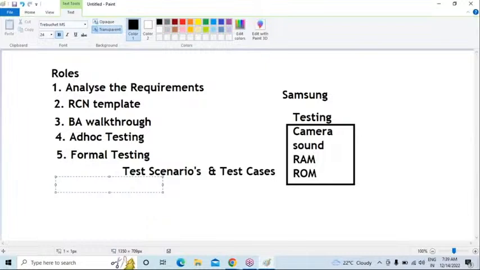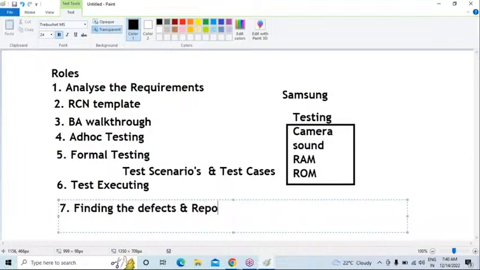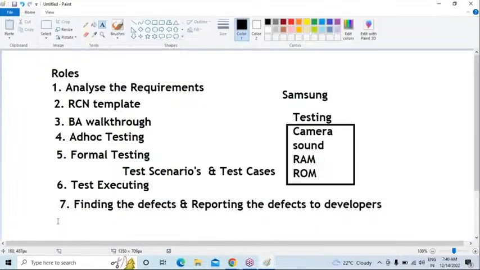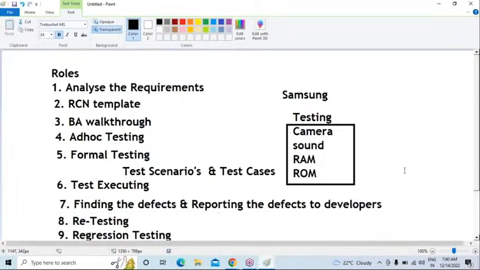Once we prepare the scenarios and test cases, we perform the test execution. So we are executing the test cases. Next, we have to find the defects and report the defects to the developer. Once we report to the developer, they will resolve it. We need to perform retesting and regression testing. This process will continue until all the test cases are executed successfully and passed, and the major reported defects are resolved.